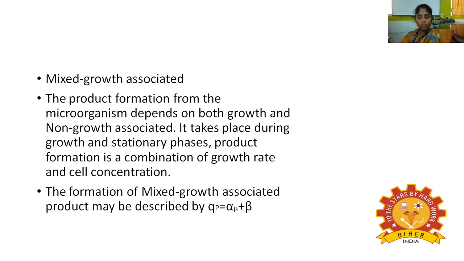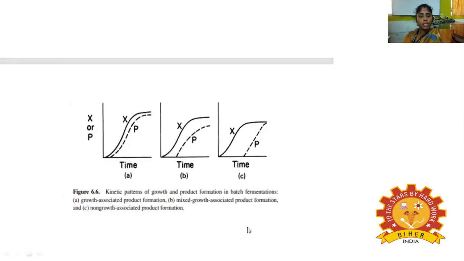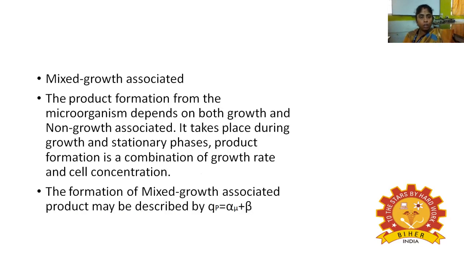The next, third product is the mixed growth associated product. So what is the mixed growth associated product? In this case the product is directly proportional to the cell mass concentration, and in addition some product is formed independent of the biomass concentration. That addition we call a mixed growth associated product. So half of the way it acts as growth associated, and half of the way it acts as non-growth associated.